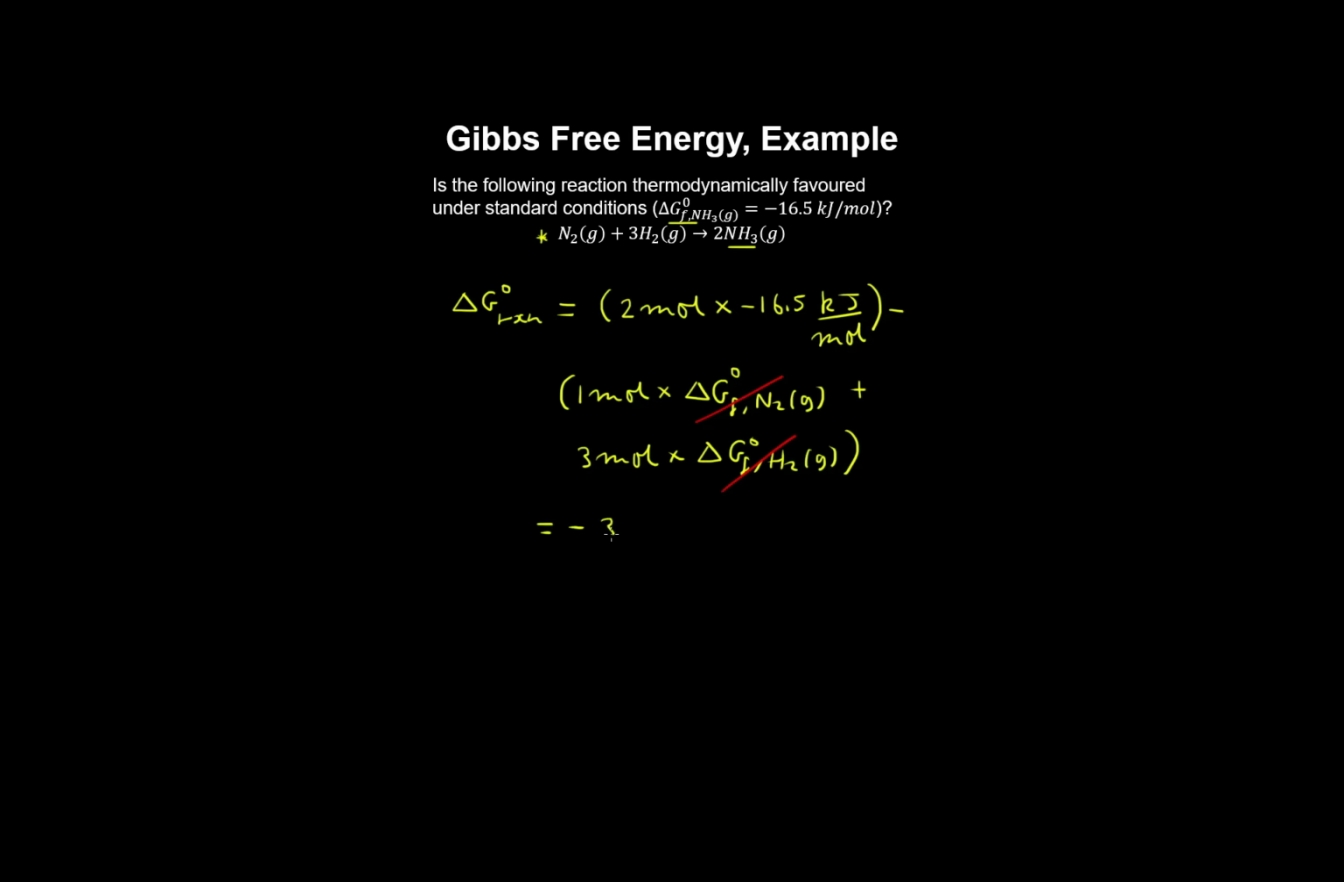so we obtain minus 33 kilojoules because the moles cancel, and we can also write this per mole of reaction because you have 2 moles of ammonia per mole of reaction. So given that the standard Gibbs free energy change of the reaction is less than 0, then the reaction is thermodynamically favoured.